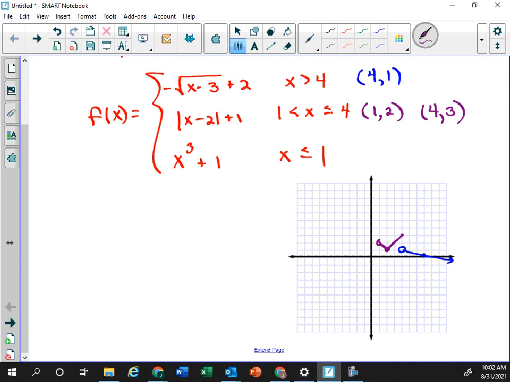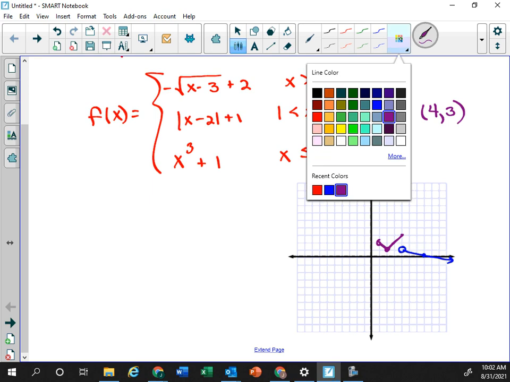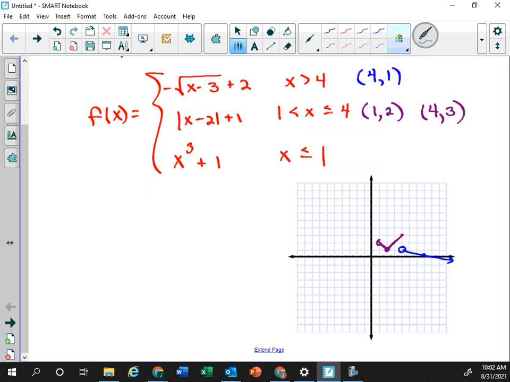Okay, questions on that one? All right, then our last piece here is a cubic. Looks to me just like a cubic function moved up 1. So I can think about the parent graph in my mind and go, okay, visualize that graph. I can also plug in the endpoint. Plug a 1 in, I'm going to get 2.